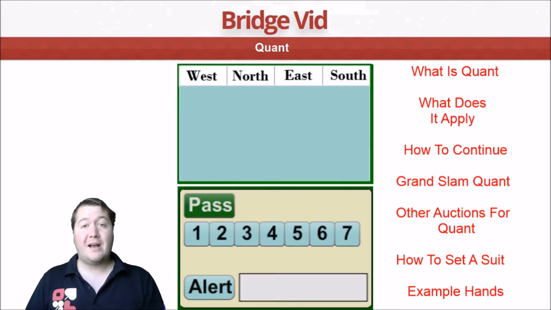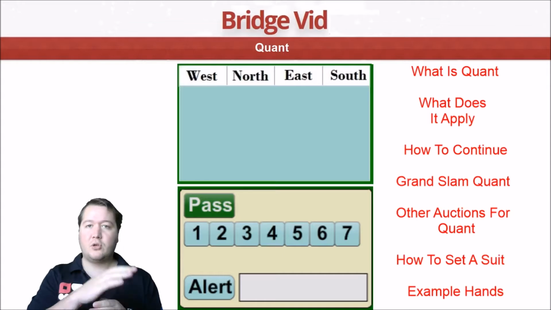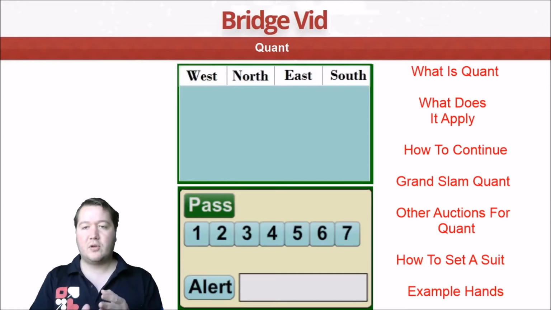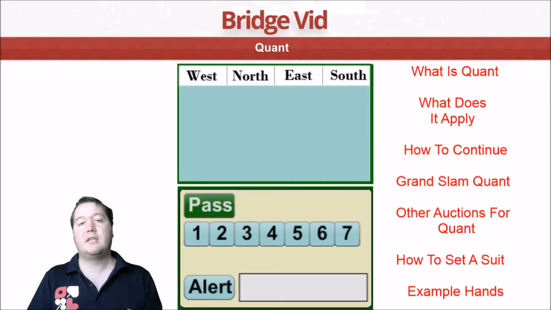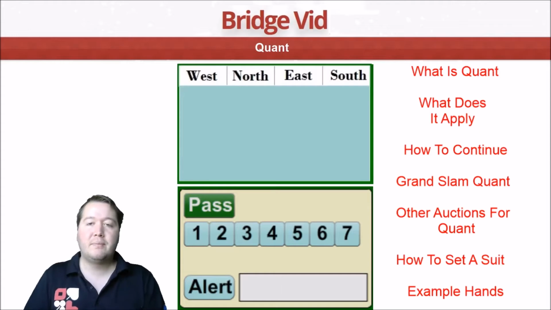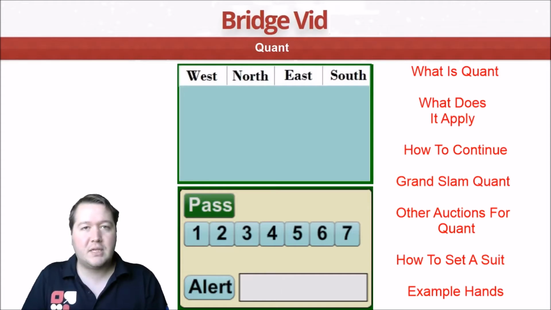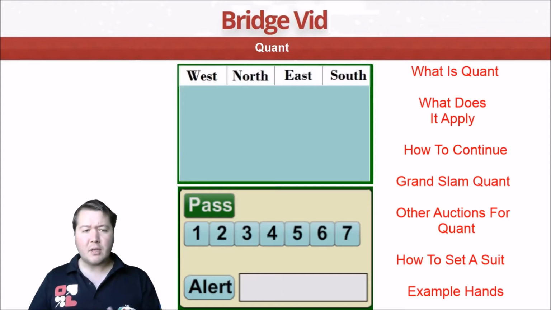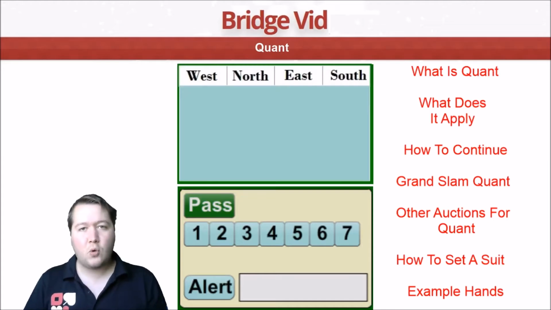And then I'll cover how to set a suit. Now, this is sort of contrary to using Quant. So some options where you can use Quant, but you actually want to use Blackwood instead. How do we actually get to a point where we can set a suit and then use Blackwood? And then I'll just finish off with some example hands. So anyway, what is Quant?